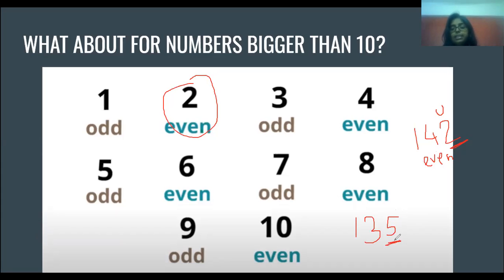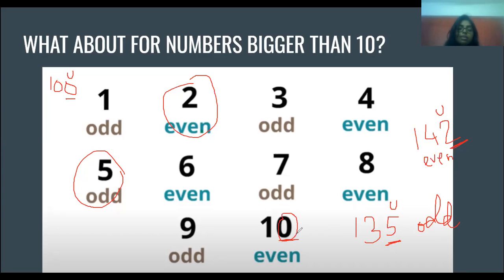Let's look at the last digit, which is the units place. The units place has the digit 5. We know 5 is an odd number, so 135 is an odd number. What about the number 100? We're going to look at the last digit, which is the units place. We know 10 is an even number, and what is the last digit of 10? So 0. So this is an even number.